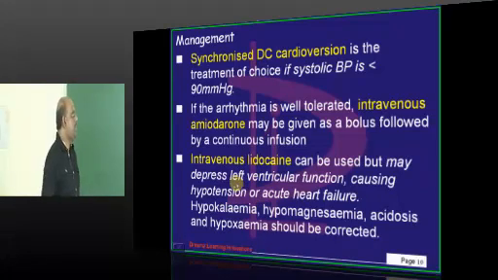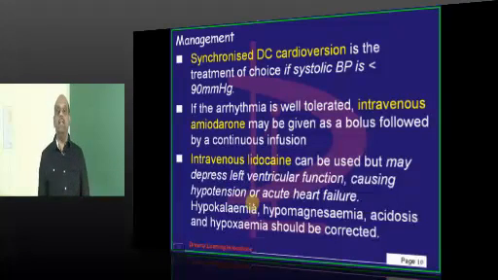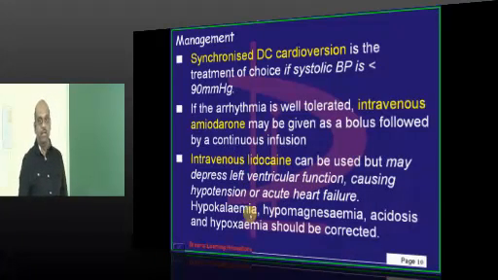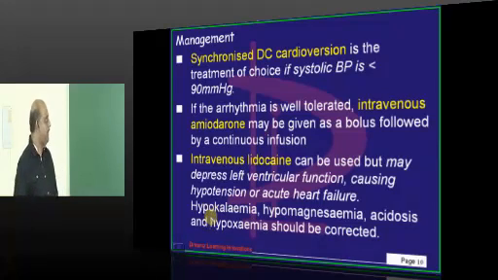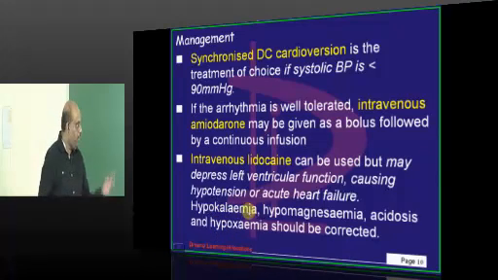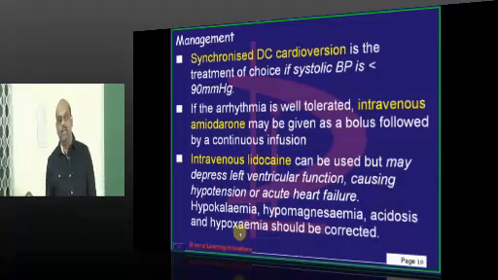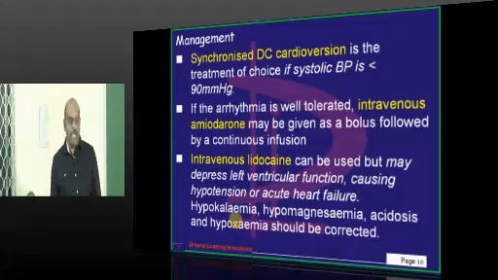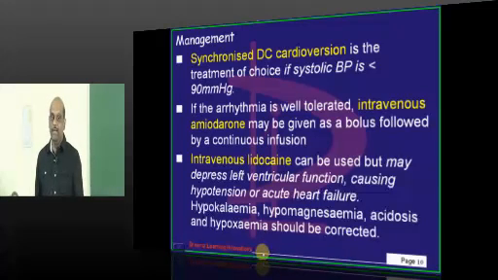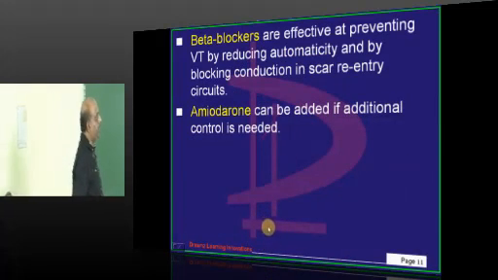You can also use intravenous lidocaine. But what is the problem with lidocaine? It can depress the left ventricular function, leading to acute left heart failure and hypotension. And if there is hypoxemia, correct it first. Hypokalemia, correct it first before lidocaine. Hypomagnesemia, correct it, because hypomagnesemia, hypokalemia, hypoxemia plus lidocaine is equal to hypotension and congestive heart failure. That's the reason you need to be careful.